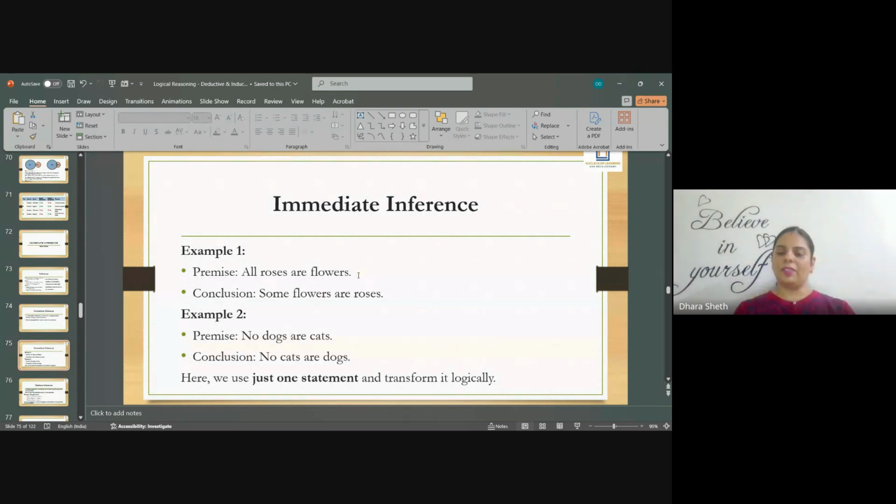All roses are flowers, so some flowers are roses. Okay? No dogs are cats, so no cats are dogs. We just used one statement and transformed it logically. And both these conclusions are true.